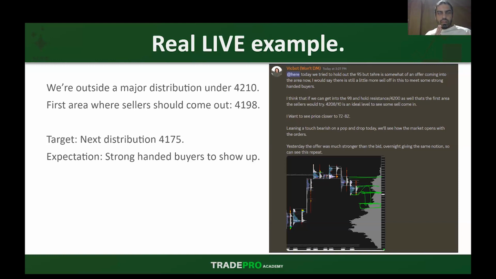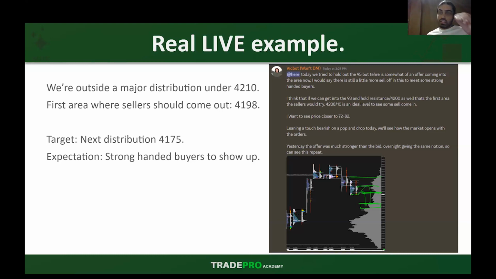So we should theoretically be looking for sellers to come out at 98 to 4200 in that area. That's the first sell area. The second sell area for the strong-handed sellers to actually sustain this expansionary move is going to be 4208 to 10, right? The target, the next distribution to the downside, is the mid 70s, right? I want to see price close to 72 to 82. That's the distribution start to the downside. That is the ledge that stalls out price from entering into a new compressive period.